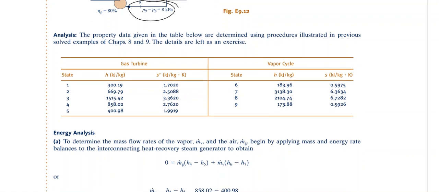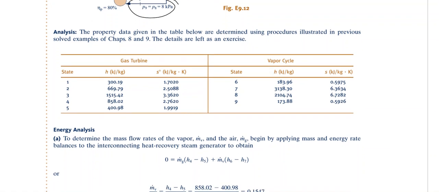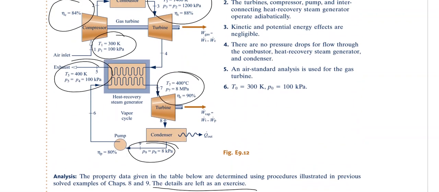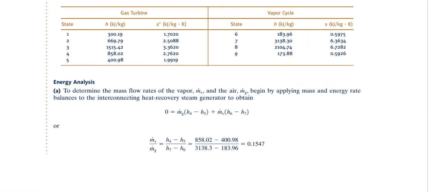Now, this is the part which I would definitely like. The property data given in the table below are determined using the procedure illustrated in a previous solved example of chapter number 8 and 9. The details are left as an exercise. So I would definitely say you have to go through each and every bit of it. You have to find the enthalpy and entropy using the methods which you have already learned in your previous classes. So we have enthalpies from state 1 to 9, and these enthalpies should be known if you want to proceed further.